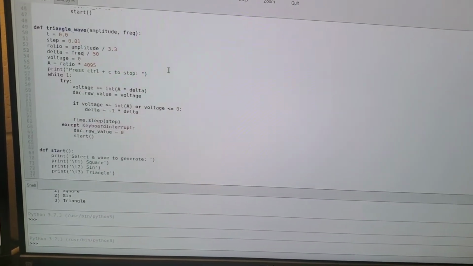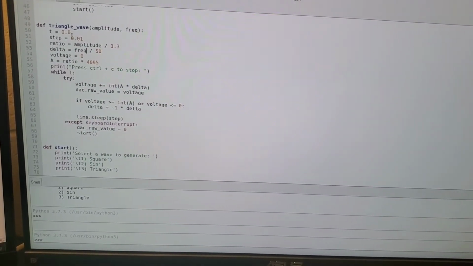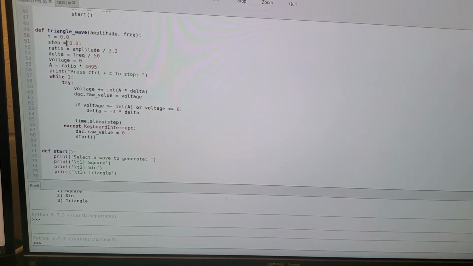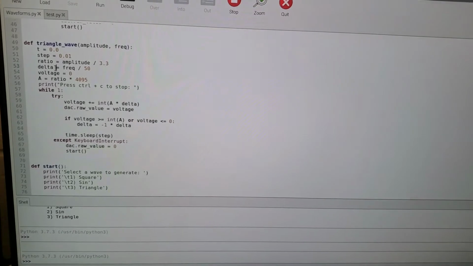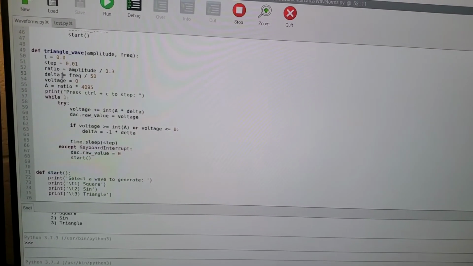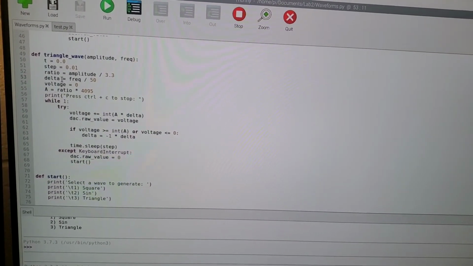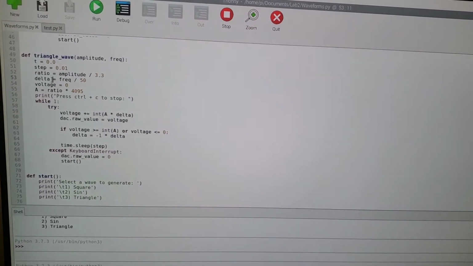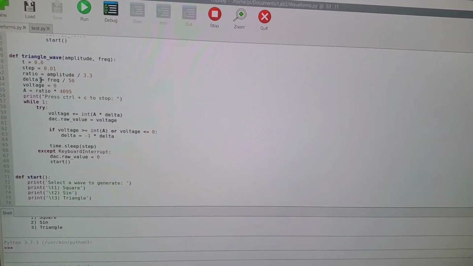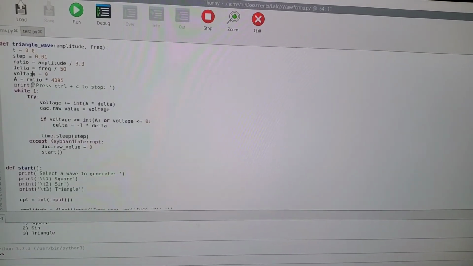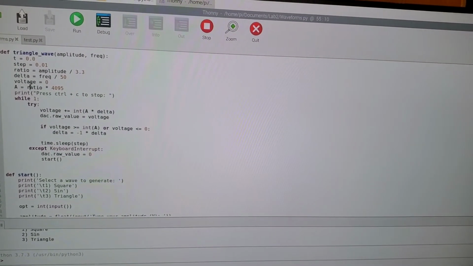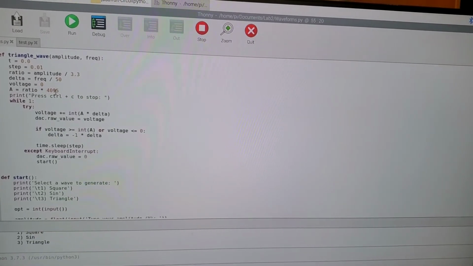So the triangle wave also takes an amplitude and a frequency, and it still uses a time t and a step and a ratio, but this time there's a delta, which is equal to the frequency over 50. The whole point of that is so that each peak of the wave will land on the correct period. And then there's also a voltage that is initially set to 0, and A, which is the ratio times the maximum voltage in bits again.